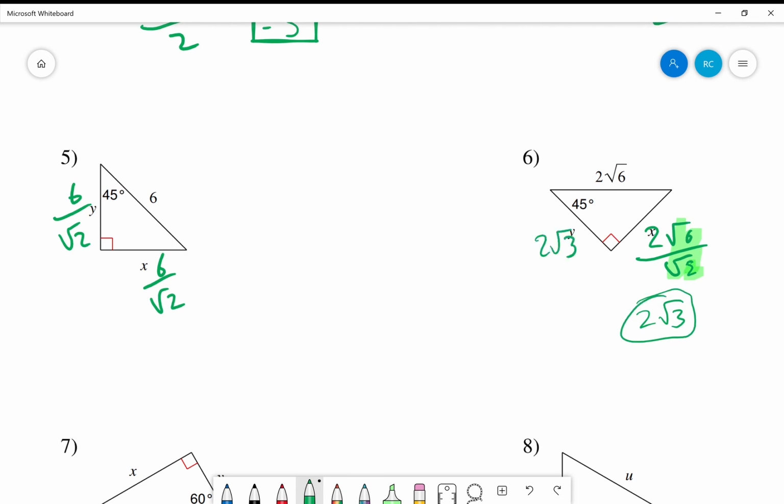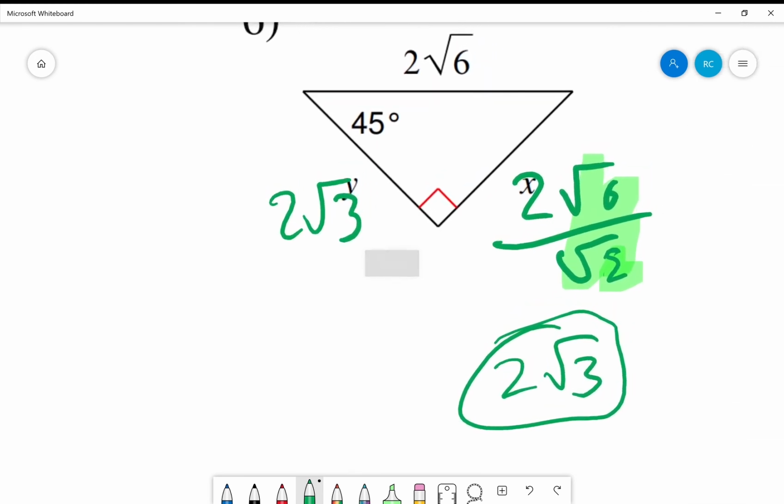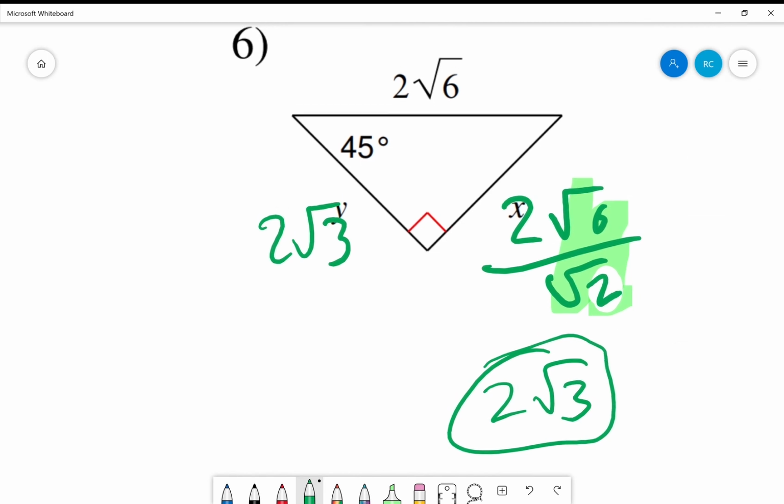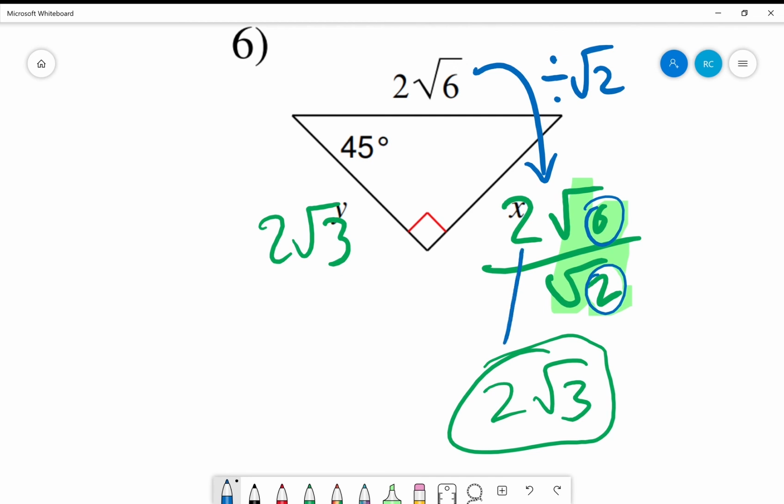Now, this bit right here was a little bit tricky, especially since I flubbed making it. Right? To get from the hypotenuse, let me use a different color. To get from the hypotenuse to the leg, you divide by the square root of 2. So we get 2 times the square root of 6, that's the hypotenuse, divided by the square root of 2. Again, the two square roots divide to make the square root of 3, and the 2 just stays the 2.